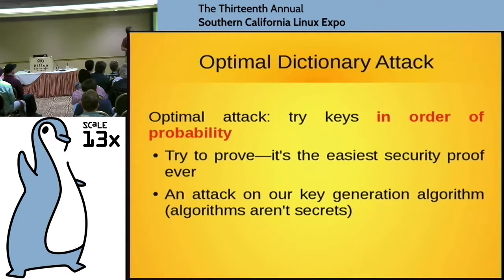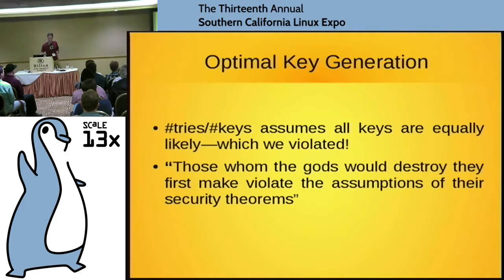Now, I actually recommend you try to prove this. It's the easiest security proof ever. It's the only one I could mention at this level, really. Well, except for another. But it's really easy. And this is fair in this attack because this is not an attack on the algorithm. It's attacking the key generation algorithm. Algorithms can't be secrets. So he does know our key generation algorithm.